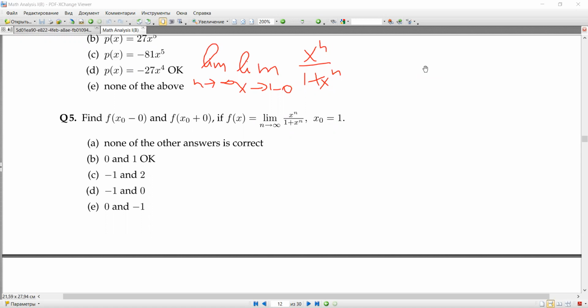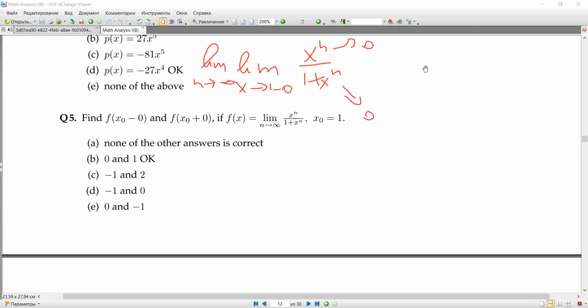Tends to 0 because the numerator is 0, because the base will be smaller than 1, yes? And the power of infinity gives us that it tends to 0. This tends also to 0. So it tends to 0 over 1. It will be just 0.